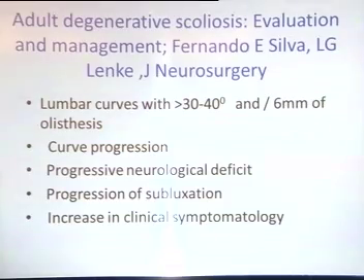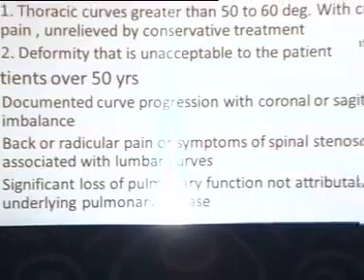There are papers showing the chances of progression in lumbar curves if it is more than 30 to 40 degrees and more than 6 millimeters of olisthesis, lateral subluxation, and curve progression, progressive neurological deficit, progression of the subluxation, and increase in clinical symptomatology. You have to assess this. Regarding the outcome and the indications of surgery, some papers say that in young adults, if the thoracic curves also increase along with the lumbar, the pain is not resolved by conservative measures and the deformity is unacceptable to the patient, then you can choose surgery.